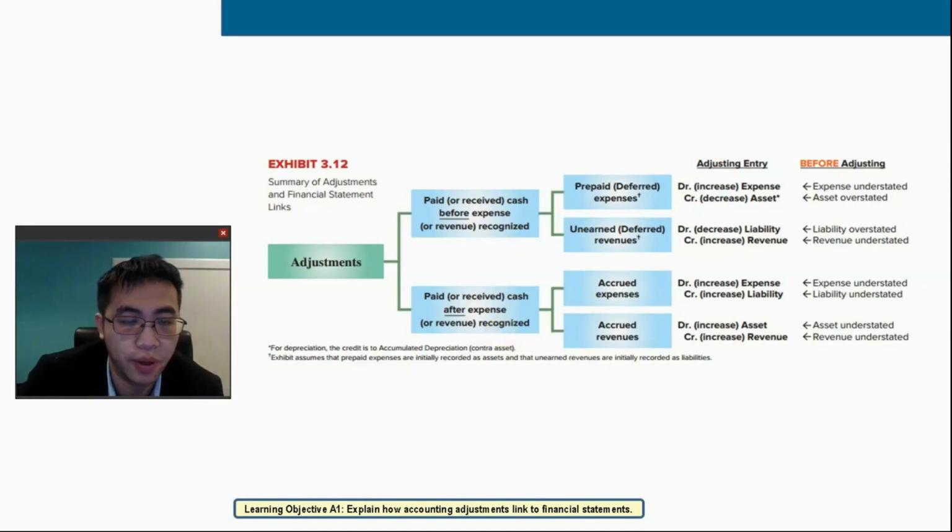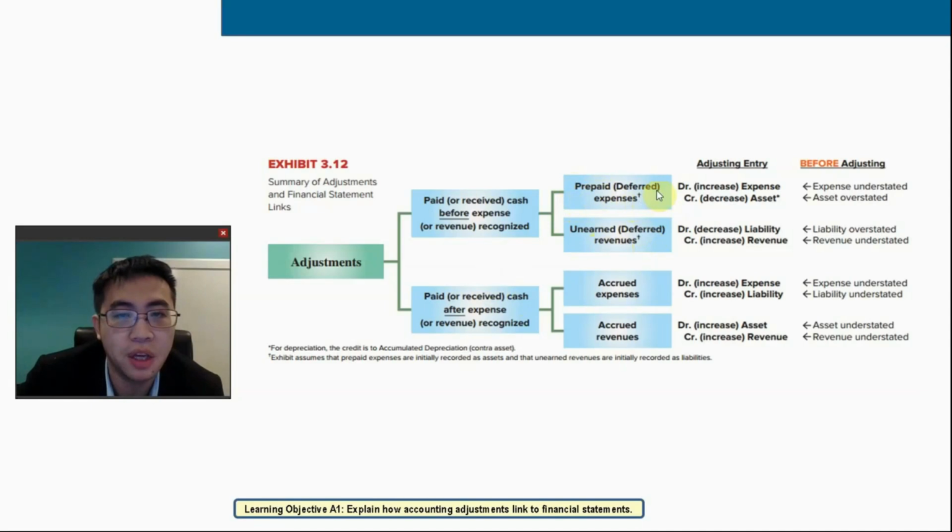expenses or revenue being recognized earlier, and then cash being paid and received later, or cash after expense or revenue recognized. Okay, so this upper part basically tells you cash first. This lower part basically tells you cash after. Cash before events or cash before transaction, and here's a cash after transaction, cash after events. And for the deferrals, we also further divide into prepaid expenses and unearned revenues.